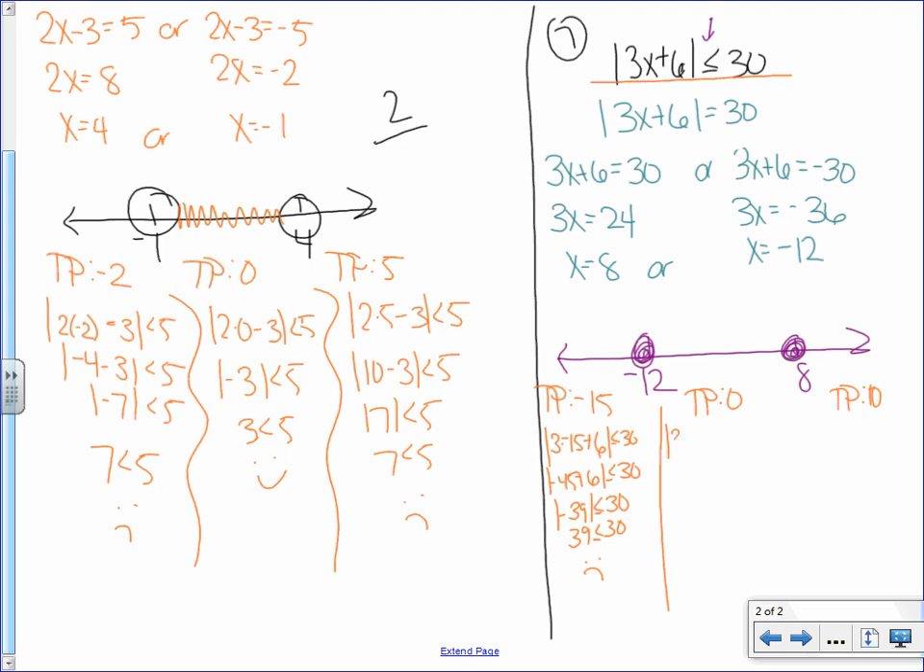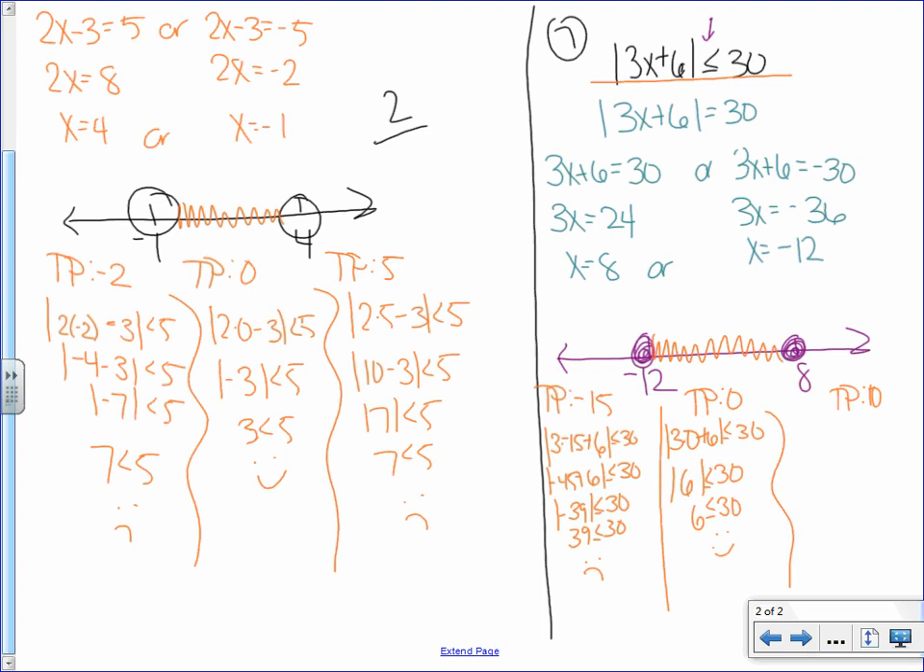Testing 0, that's going to be 3 times 0 plus 6. That's just 0 plus 6, which is 6. And 6 is definitely less than or equal to 30, so I am going to shade here, which is good, because that's what I thought I was going to be doing.